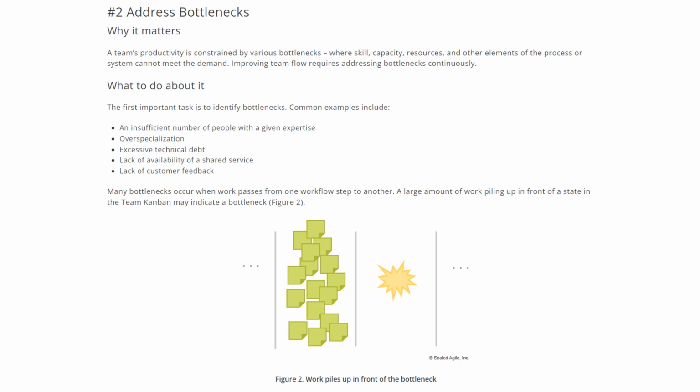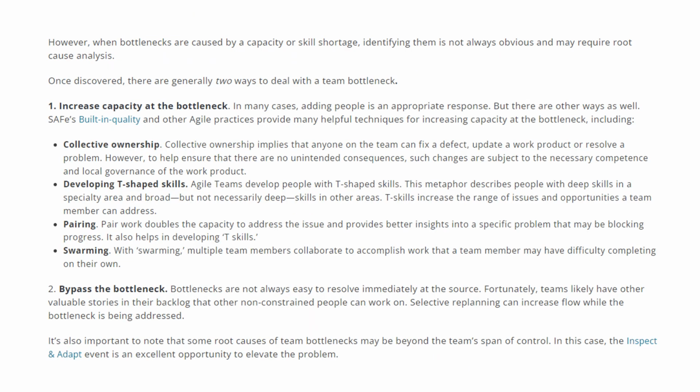Many bottlenecks occur when work passes from one workflow step to another. A large amount of work piling up in front of a state in the team Kanban may indicate a bottleneck. So that's what this picture talks about. However, when bottlenecks are caused by a capacity or skill shortage, identifying them is not always obvious and may require root cause analysis. Once discovered, there are generally two ways to deal with a team bottleneck.